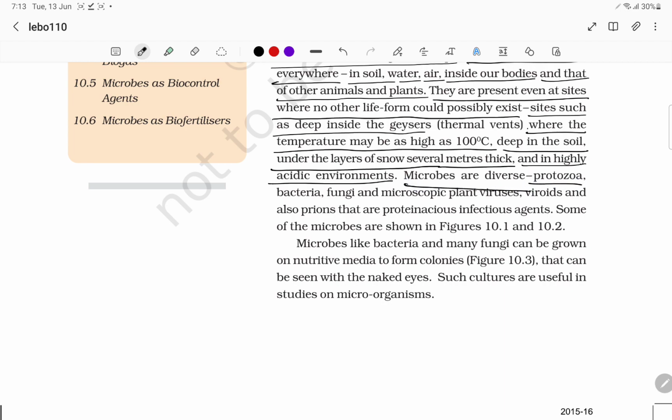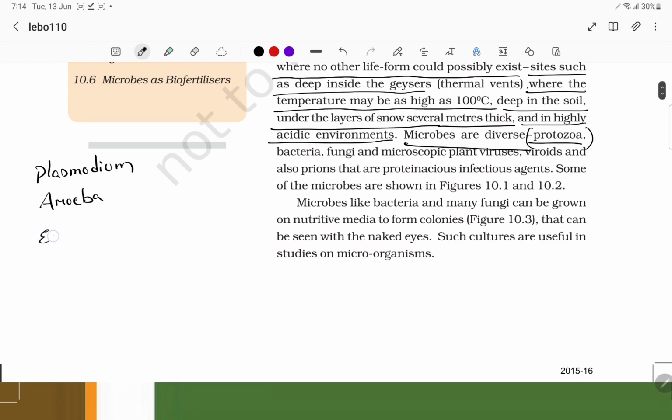Microbes are diverse. Protozoans come under kingdom Protista. We have Plasmodium, amoeba, Entamoeba histolytica, Trypanosoma, and all these things. And we have the bacteria, fungi, and also the microscopic viruses, viroids, and prions.